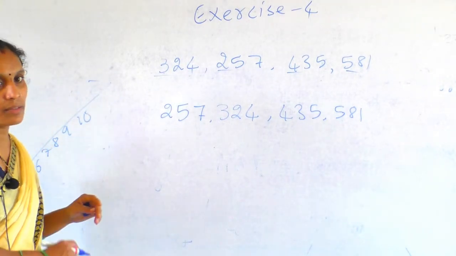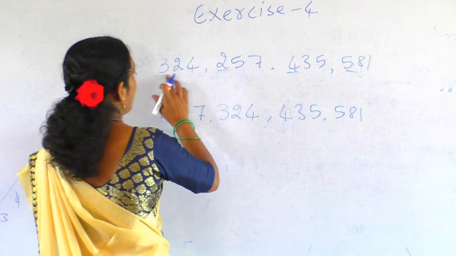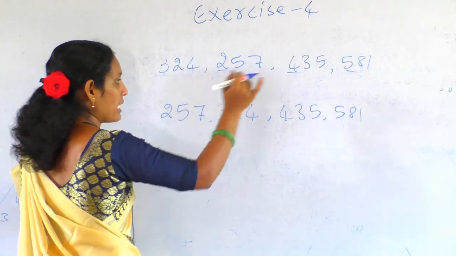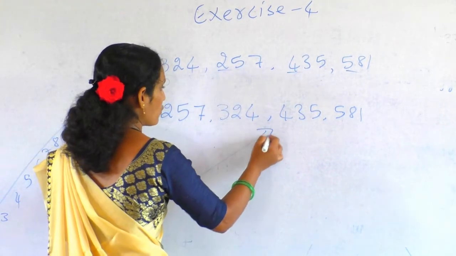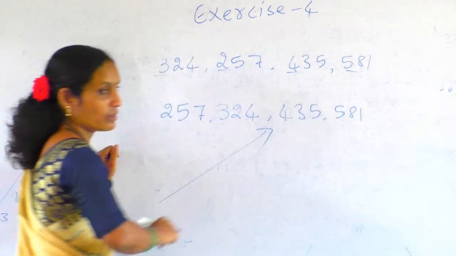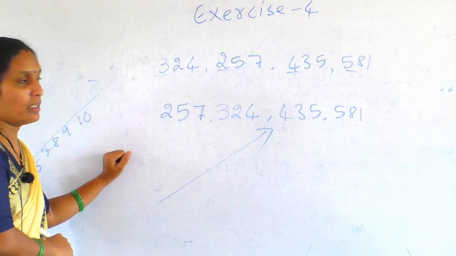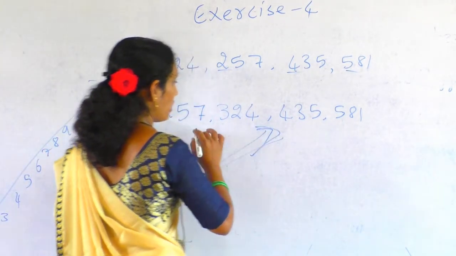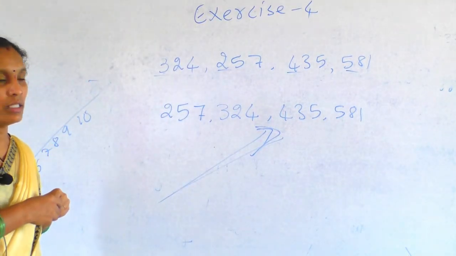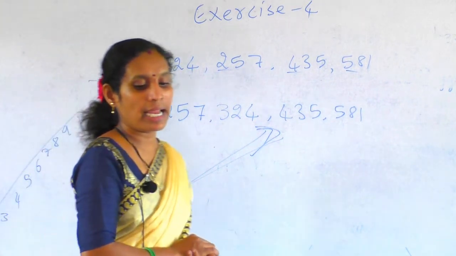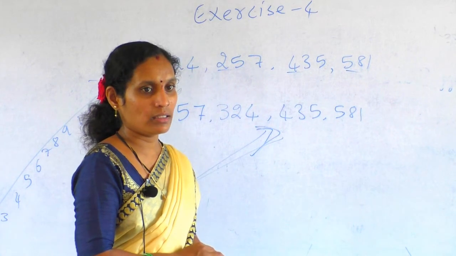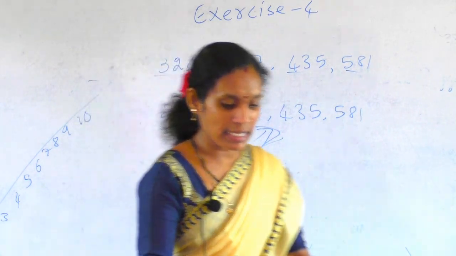Continuously you write it. Sorry, first is 257. First I wrote 257. Next a little bigger, smaller to bigger, like this we should write 2, 3, 4, 5. This is ascending order, smaller to bigger number. Understood? This is all about ascending order and descending order. Just write it in your classwork neatly.